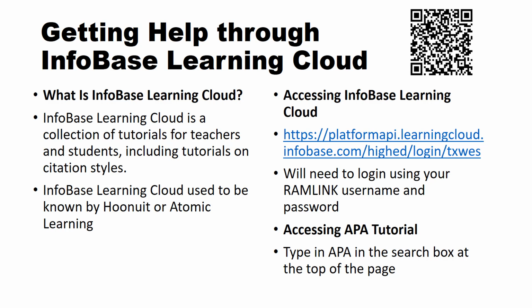This last resource is getting help through Info-Based Learning Cloud. Info-Based Learning Cloud is a collection of tutorials for teachers and students here at Texas Wesleyan University, and it used to be known by Who Knew It or Atomic Learning. And so you can access it by either copying the link there or scanning the QR code with your phone. And then you're going to need to use your Ramlink username and password to log in. And then once you're into Info-Based Learning Cloud, then you can type in APA in the search box at the top of the page, and it will bring up the APA tutorials.